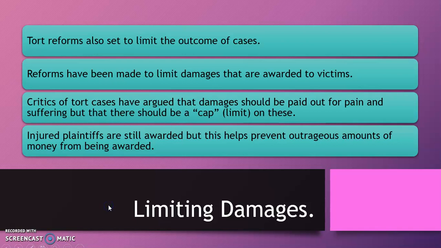Limiting damages. Tort reforms also aim to limit the outcome of cases. Reforms have been made to limit damages that are awarded to victims. Critics of tort cases have argued that damages should be paid out for pain and suffering, but that there should be a cap, a limit, on these, right? Sometimes some of these are ridiculous amounts. I'm sure you've seen people getting paid millions or billions of dollars for certain injuries that, I don't want to say they're not severe, but may not have been as severe as they made it sound. Injured plaintiffs are still awarded, but this helps prevent outrageous amounts of money from being awarded.